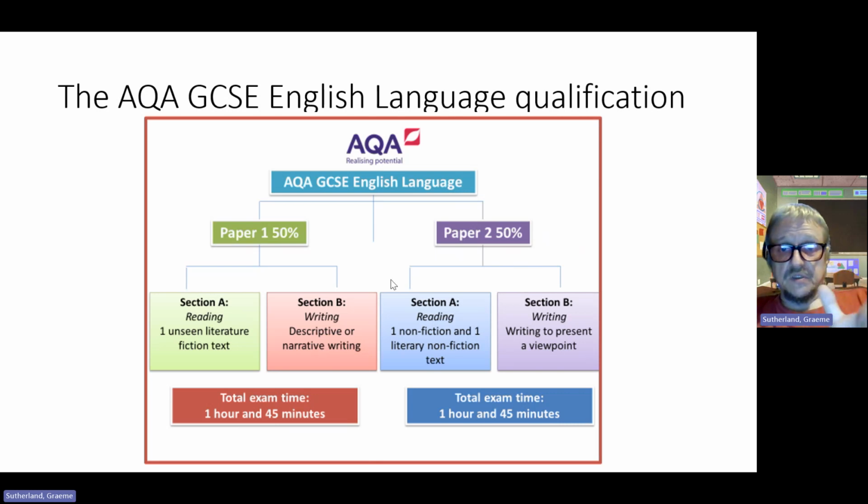You notice it's not included here because it isn't worth any of the marks that go towards your GCSE grade. You have to do it as part of the course, and you will get an additional endorsement on your GCSE certificate specifically for your English, spoken English attainment. So that would be a pass, a merit, or a distinction for your spoken language.